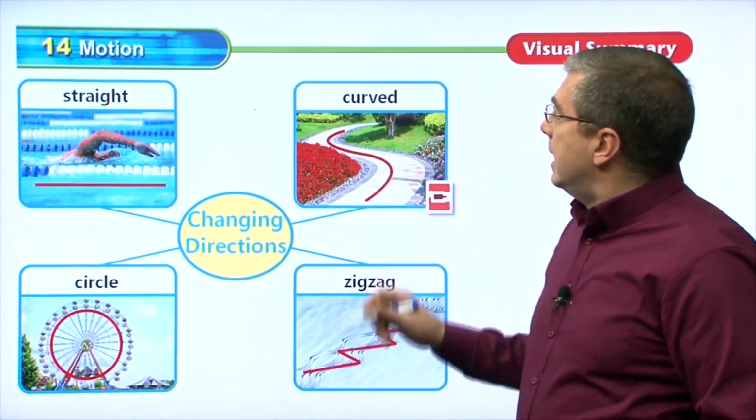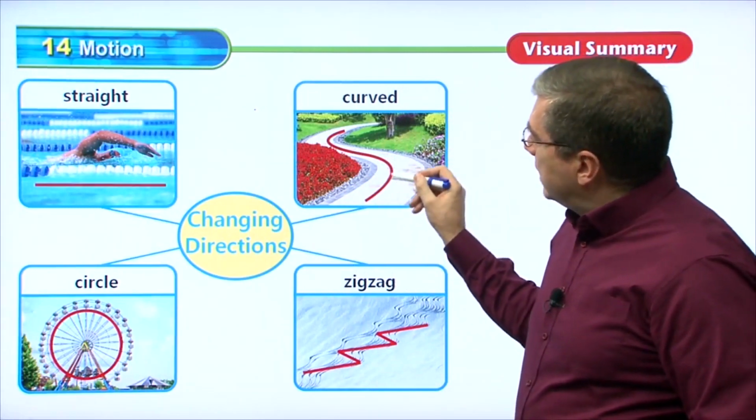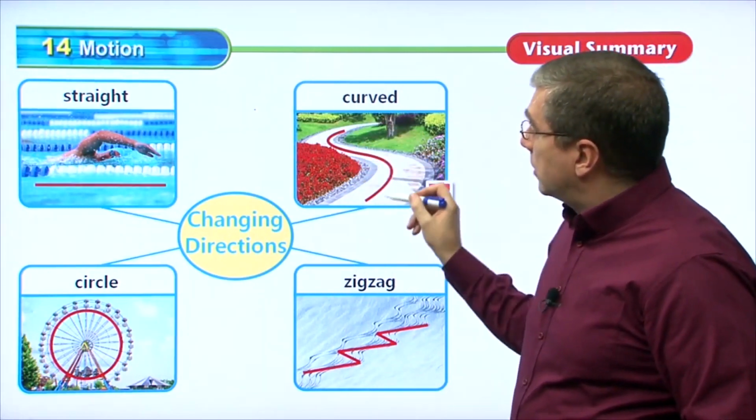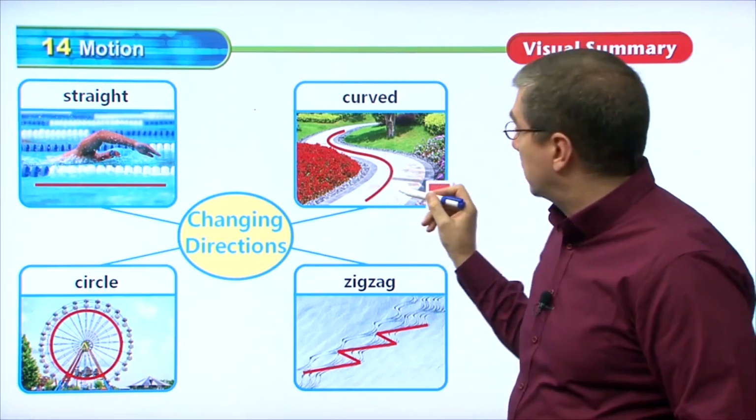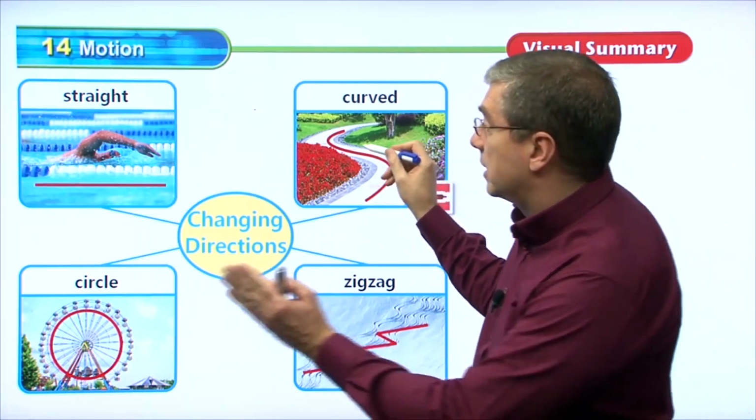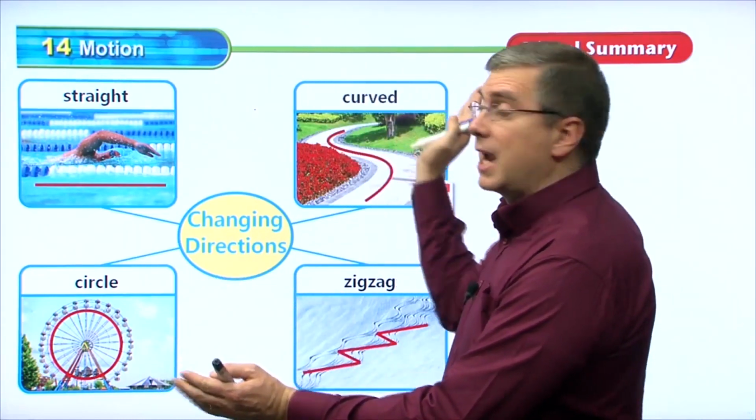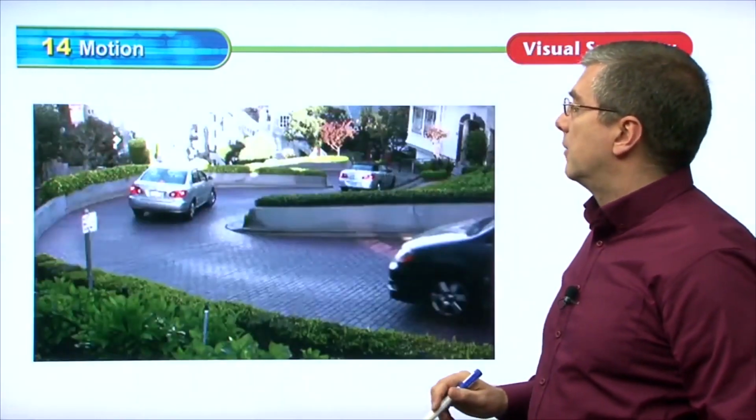Okay, so that's straight. Then we have curved. As you can see, the road can curve. Now, the road can curve in both directions, right? Sometimes the road can curve to the left. It can curve back to the right. Let's take a look at a video of a curved road.